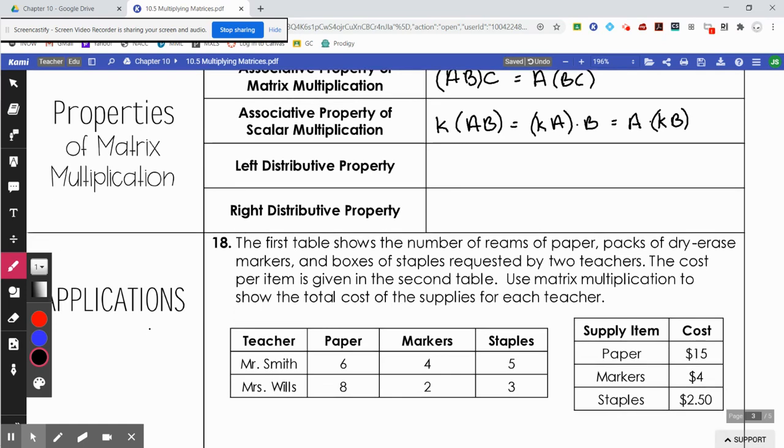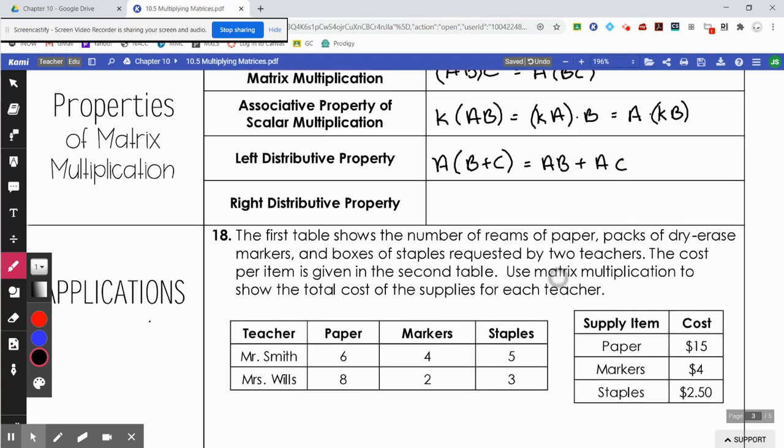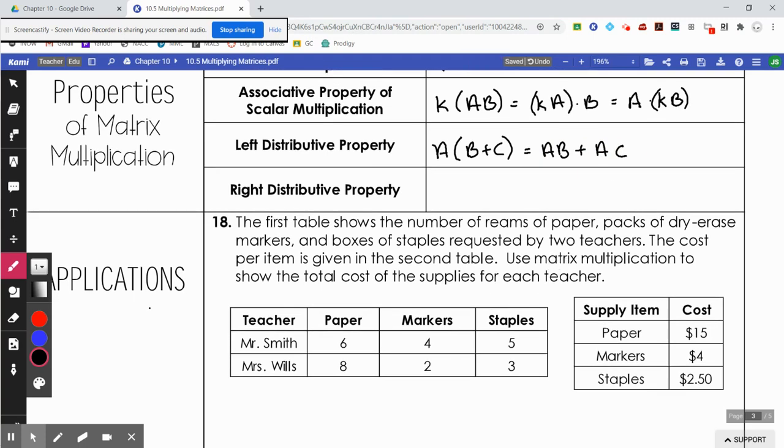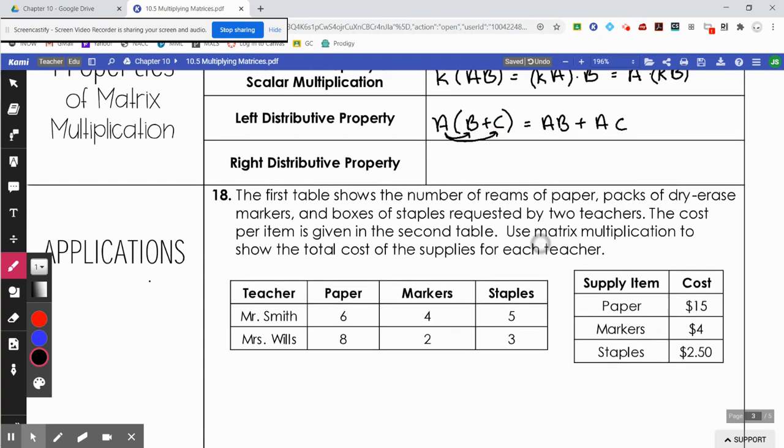Your left distributive property: if you have a matrix times 2 matrices being added, you can multiply A times matrix B and then add A times matrix C. So the distributive property does hold, but again, the order is important. If you're going to do it in this direction, it's A times B and then A times C.